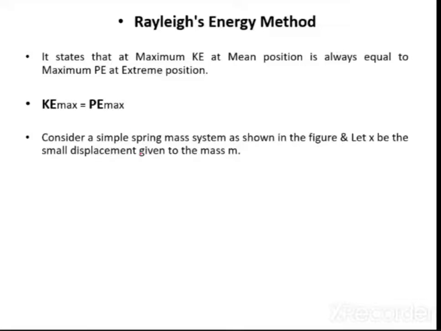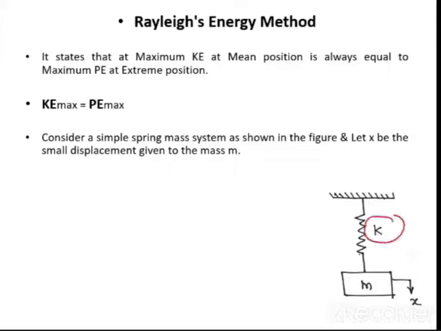Now consider the simple spring mass system and let x be the small displacement given to the mass m. Again, we are dealing with a free vibratory system, free undamped. So I will always be considering a simple example, that is a spring-mass system. Obviously, when you solve a problem, we'll apply the same concept, but in the problem the elements will go on increasing, but the concept will never change. There is a free undamped vibratory system.